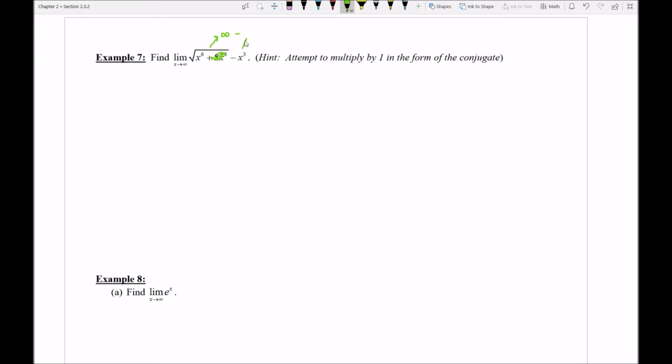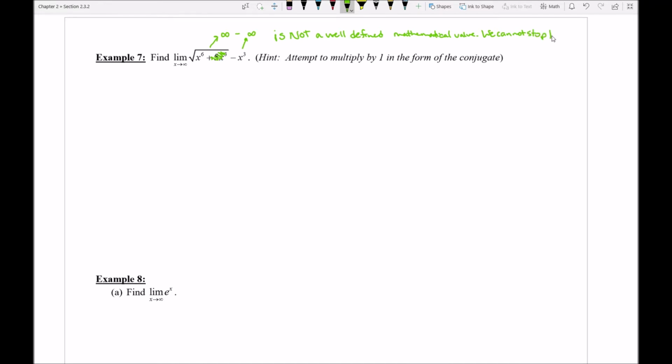Now, when I look at the second term, that's also going to be moving towards infinity. And I'm going to have something like infinity minus infinity. Very strangely, this value here is not a well-defined mathematical value. And so, we cannot stop here.